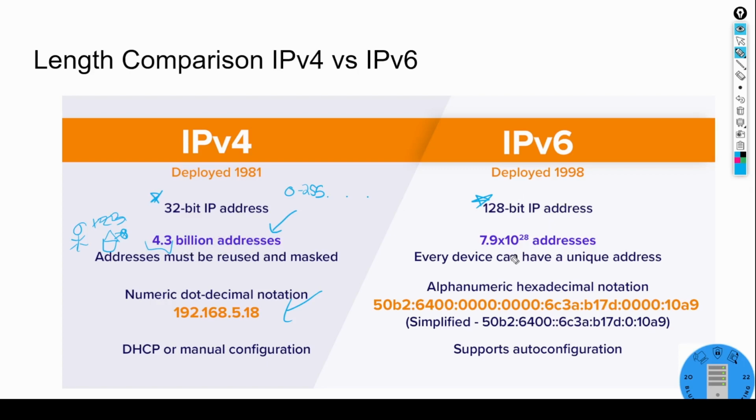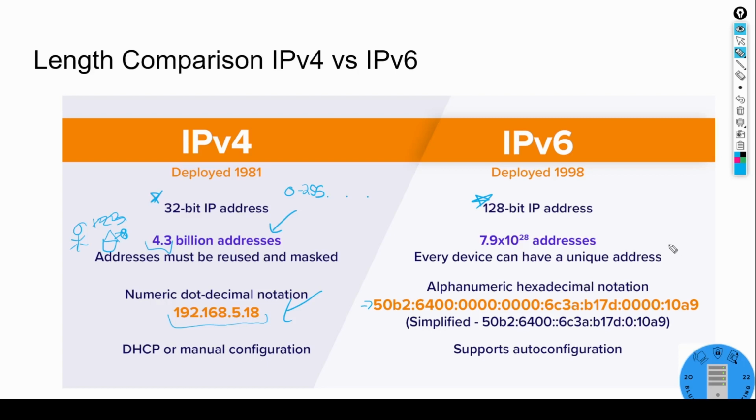When we roll out IP version 6, we can now have 7.9 times 10 to the 28 available IP addresses, and every device can have a unique address. We don't need to worry about public or private. And this is an example of an alphanumeric hexadecimal notation of an IP address in IP version 6 versus what we're used to seeing over here in IP version 4. So you can use shorthand notation for this, but basically it's a new version of IP addressing that has come out that will solve our problem of having to use public and private IPs.